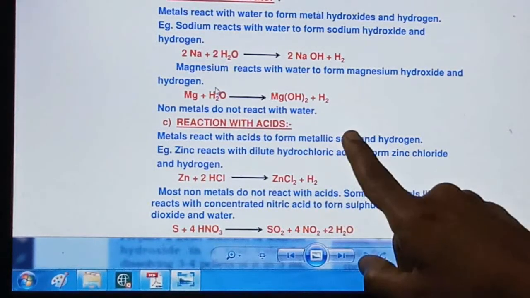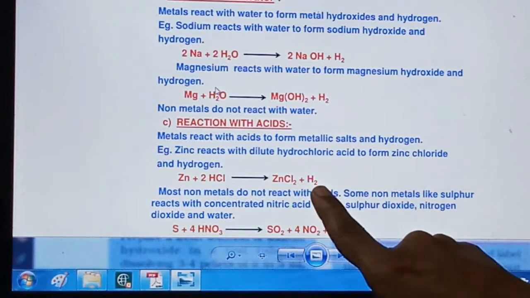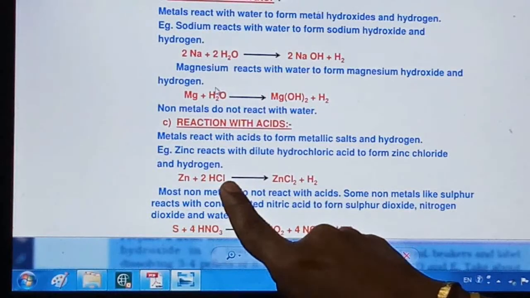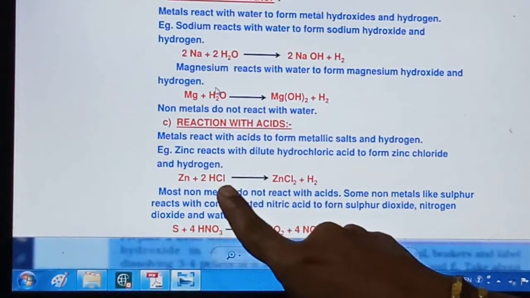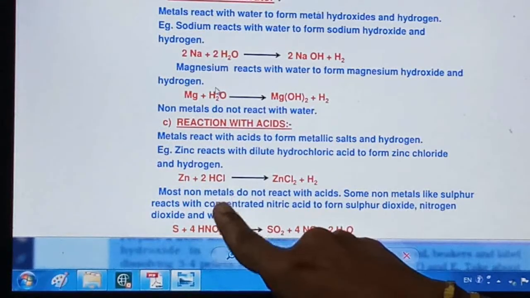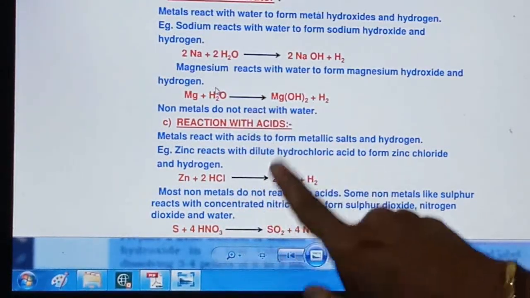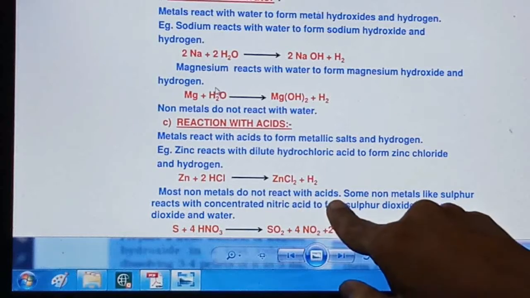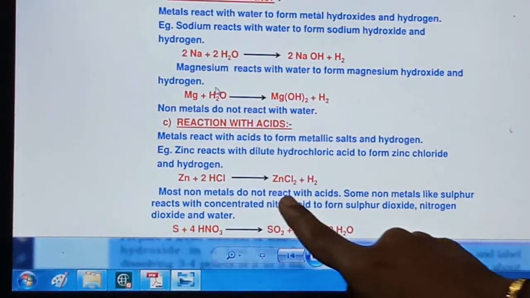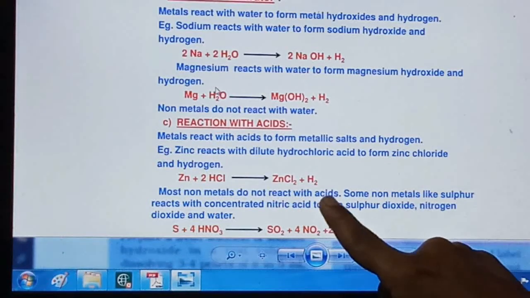So this is the reaction of metals with acid. Same like that you can do with sulfuric acid. The formula for sulfuric acid is H2SO4. So Zn plus H2SO4 gives ZnSO4 plus H2. Now most non-metals do not react with the acid. This we have seen.